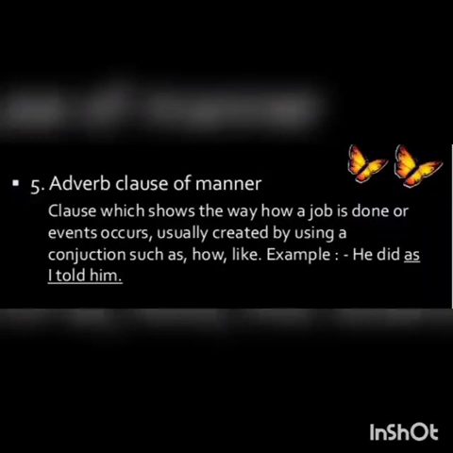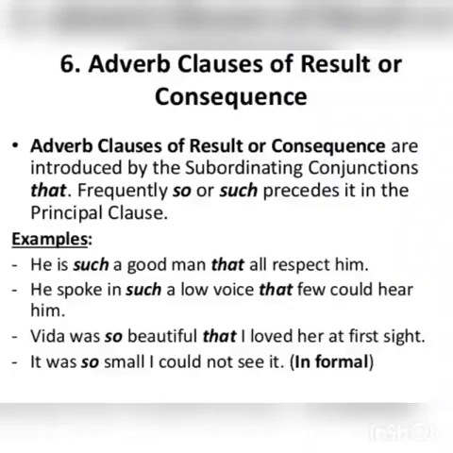For example, let us take this sentence, he did as I told him. Here the main clause is he did. The subordinate clause is as I told him. The subordinate clause starts with the conjunction as. It is an adverb clause of manner, modifies the verb did in the main clause.